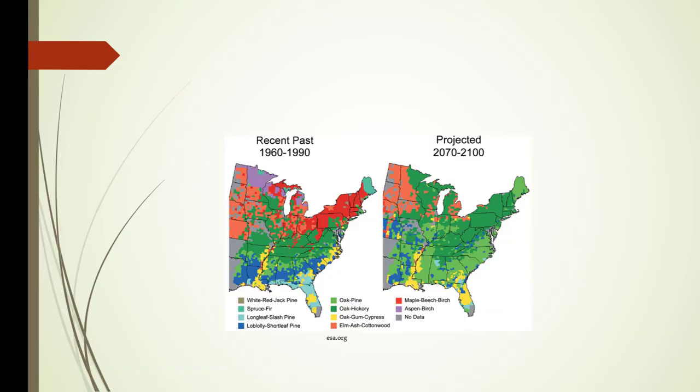So the recent past, 1960 to 1990, here's a distribution of the species that can be found on the east side of the country. And on the right, this is the projected species diversity 2070 to 2100. And you can see maple, beech, and birch are all but gone. The aspen and the birch gone. Much less diversity. We have a lot of diversity on the left-hand side.